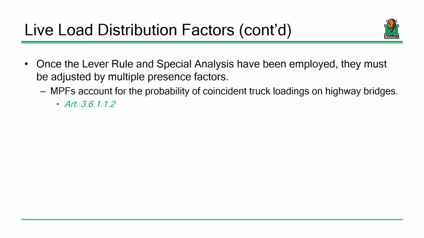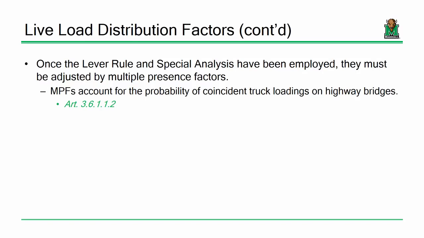Okay. Last thing, or one of the last things I think is worth talking about, are multi-presence factors. Multi-presence factors are trying to account for coincident loadings on the bridge. So for instance, if you do special analysis and you've got 4 trucks on the bridge, what's the probability that those 4 loads are going to be at the same point, side by side at the same time? 4 tractor trailers right side by side at exactly the same moment. Probably pretty low, right? Make sense?